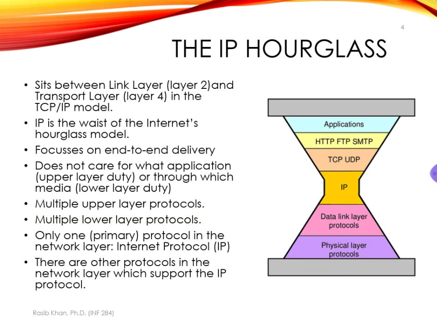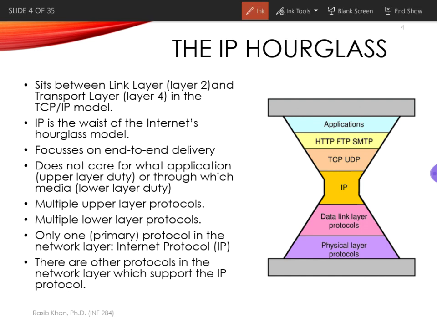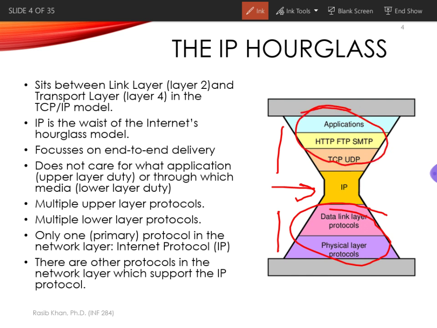So if you look at how the TCP/IP model is generated, the IP sits right in the middle in the network layer. So at the top, we have the transport layer and the application layer, and below the network layer we have the data link layer and the physical layer. And there are multiple protocols which are supported in the data link and physical layers, as well as the transport and application layers.